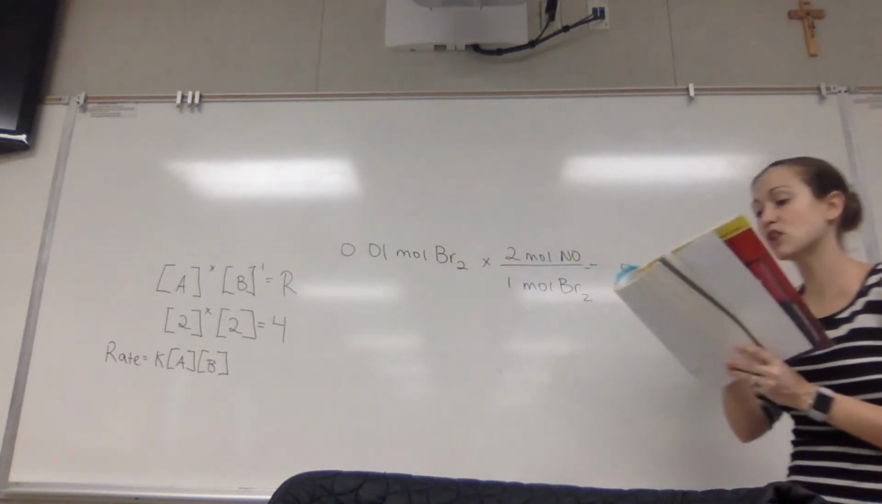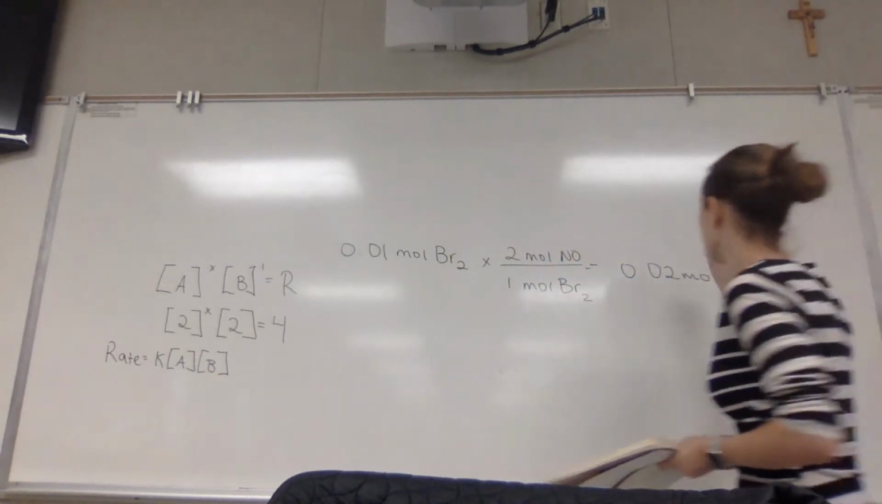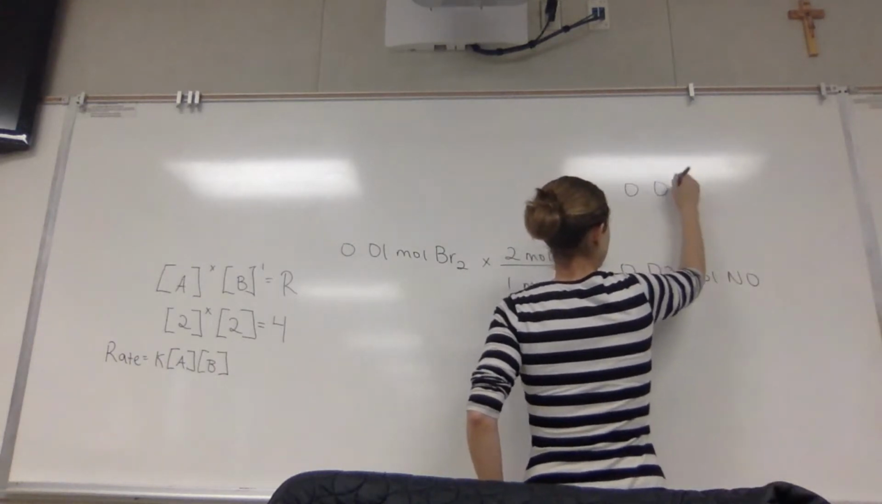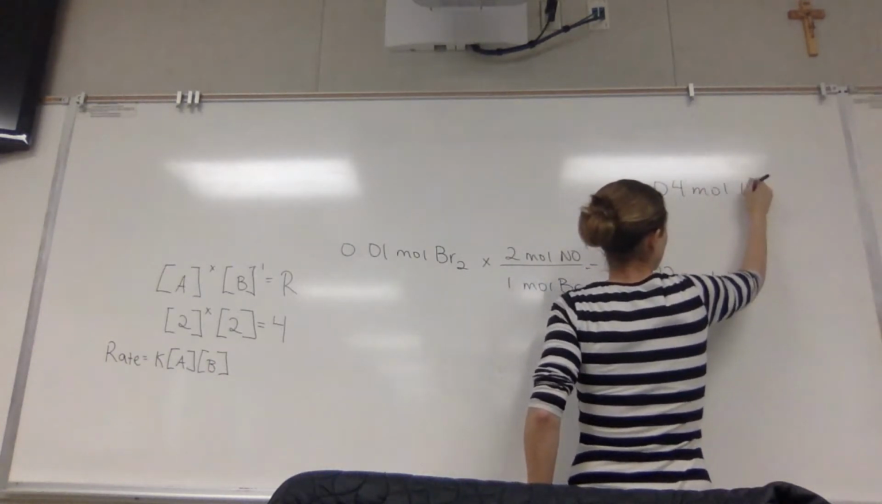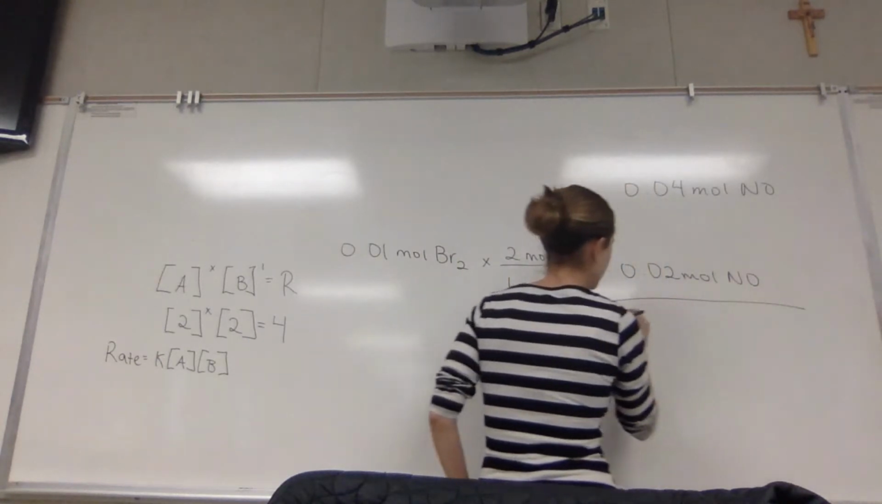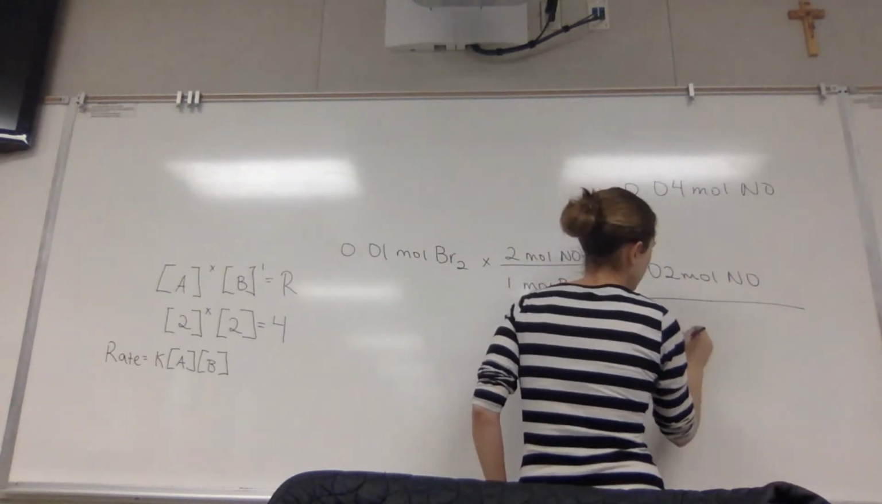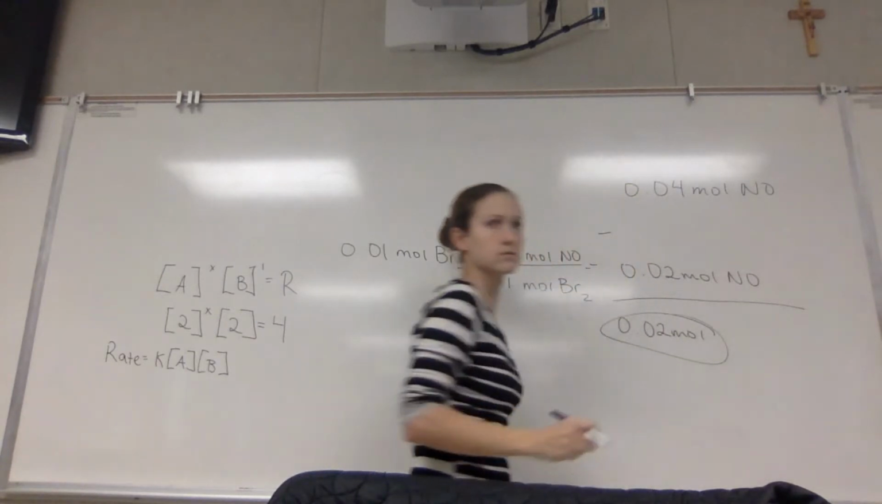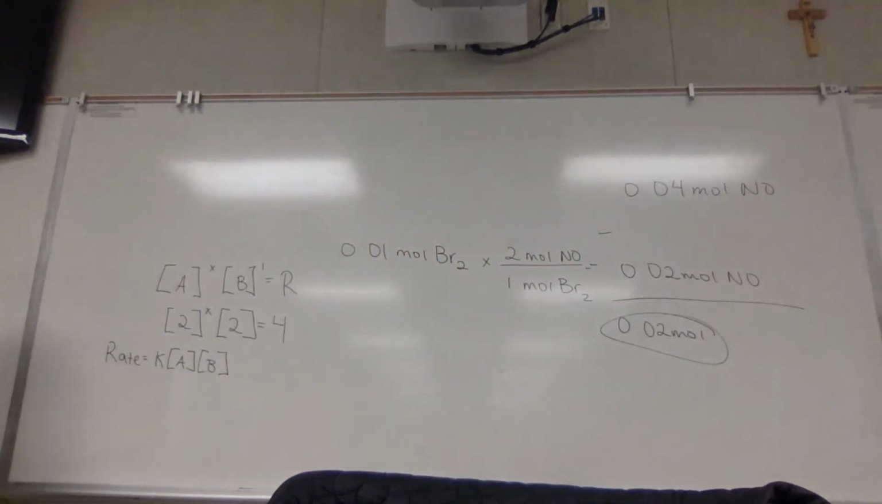Since I start with 0.04 moles of NO, and I use 0.02, I'm left with 0.02 moles. Is that the answer? Yes. I hope so. I don't know any other way to do it.